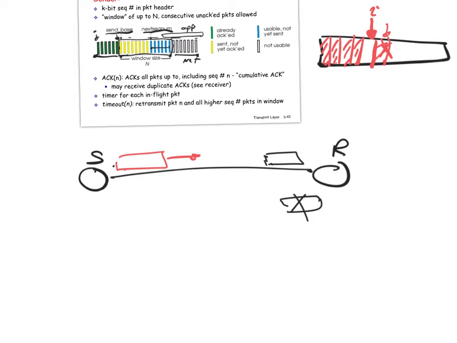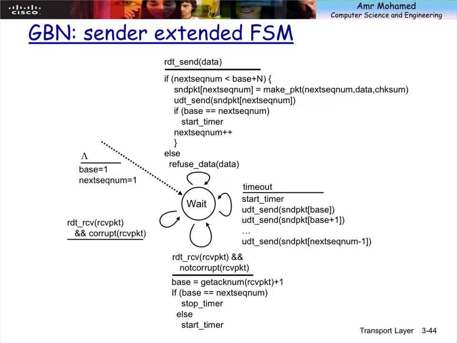So here, if I receive an acknowledgement for this segment, this means that all these segments are implicitly acknowledged. Right? So in that case, I can slide the window all the way to here.